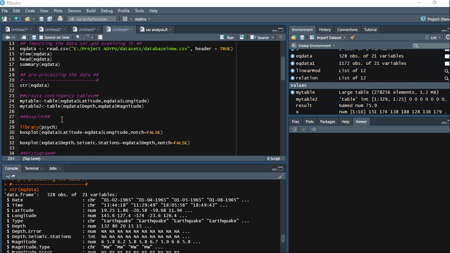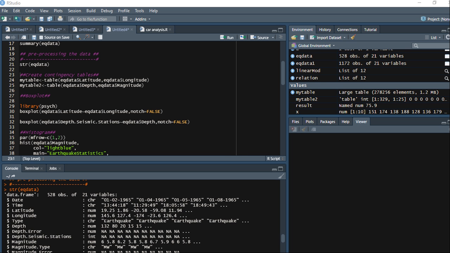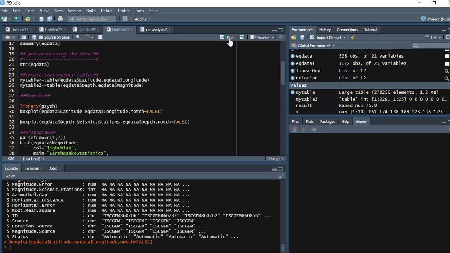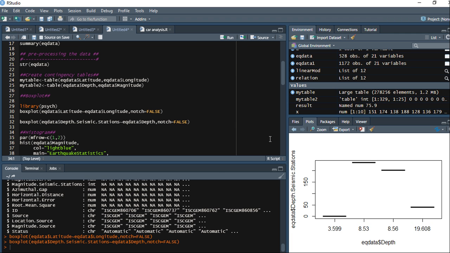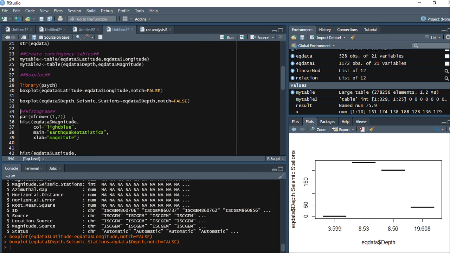Next is about plotting. This is a box plot of latitude and longitude. Let us have a look at that. Here is the box plot of latitude and longitude. As we can see here, it is a box plot comparing the latitude and longitude. The next is where we are comparing the depth.